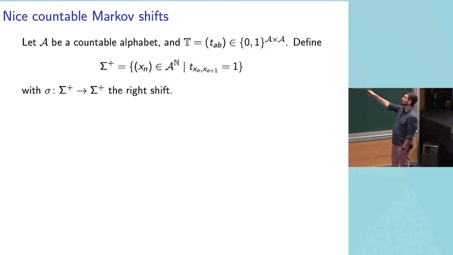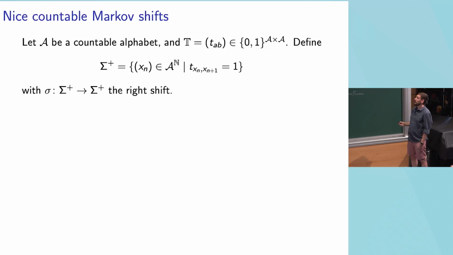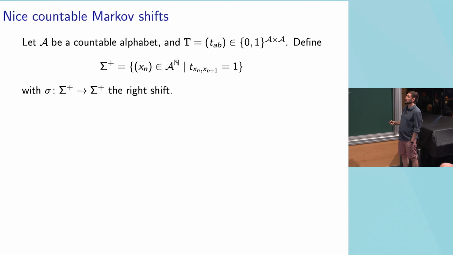And so I'm going to encode this by a matrix of 0, 1. And so look at sequences in A to the N, where the value of this infinite by infinite matrix is 1. So they're allowed to follow each other. And then I look at the right shift given by sigma. Okay.